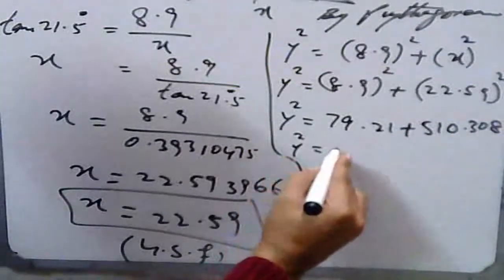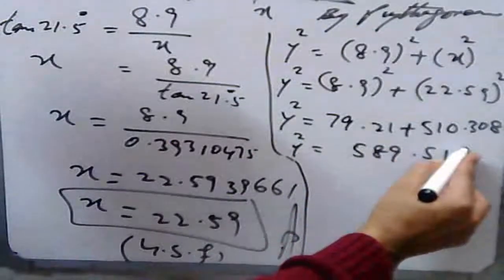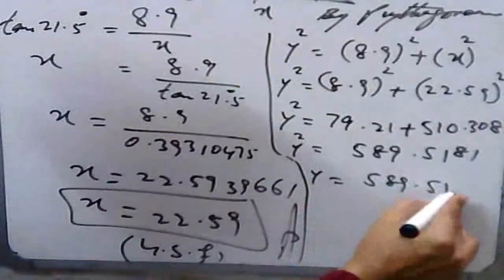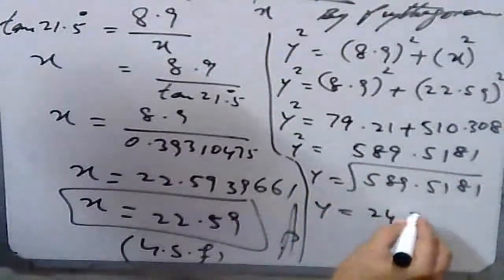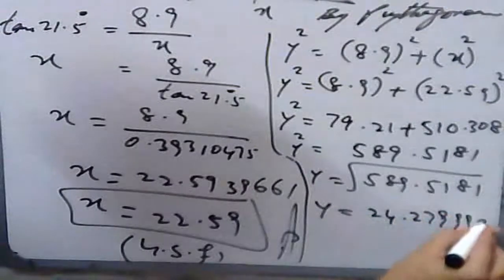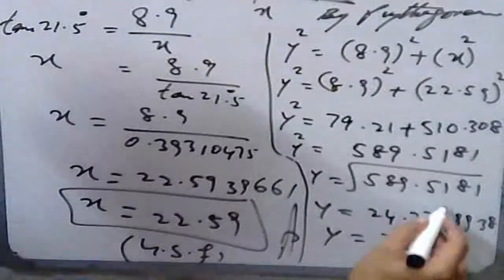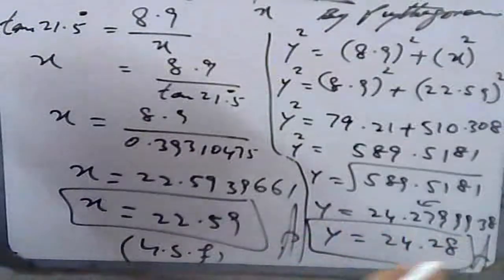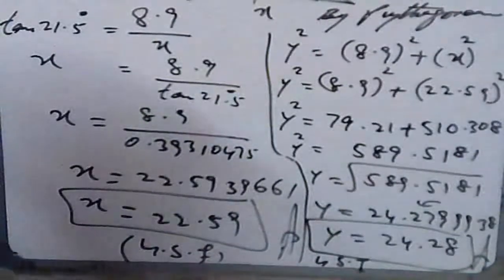So the value of y square, after taking the square, you will get 79.21 plus 510.308. So the value of y square is 589.5181, but we need the value of y, so 589.5181 under root. So the value of y is 24.279938, but we need up to 4 SF, that is 24.2. You should add 1 here, so it becomes 24.28. So that is your required result up to 4 SF.